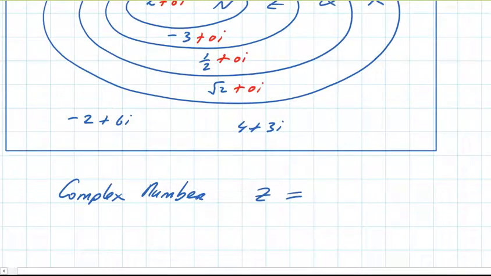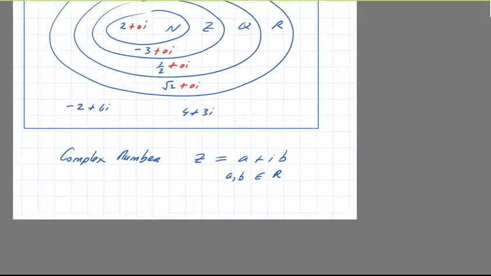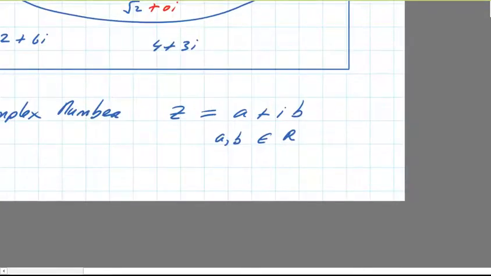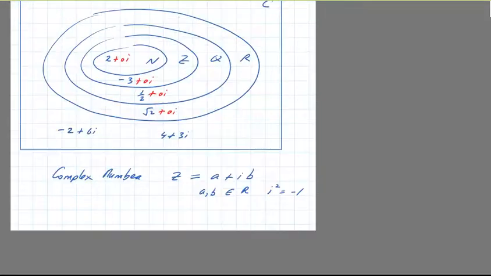It's a number you can write as a real part plus an imaginary part, where a and b are real numbers, so elements of the real number set. And i squared, of course, is -1. So that's your definition of a complex number, what a complex number is.